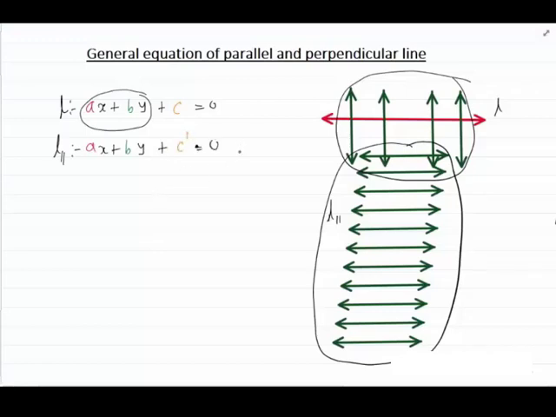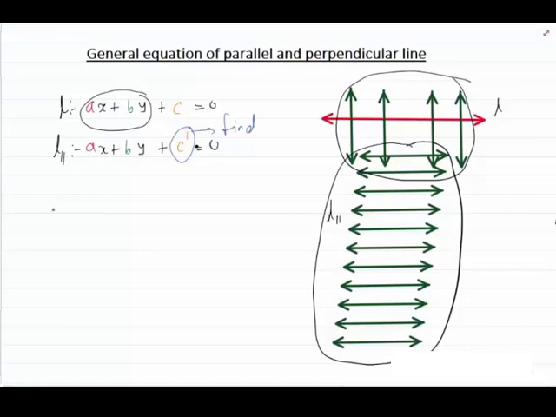Using any condition which is given in the question, we can find this c dash. So we just have to find c dash to get our final answer after creating this equation. This is the general equation of a parallel line.